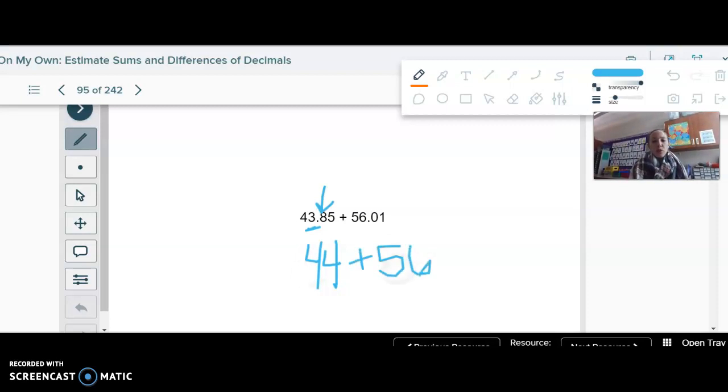Adding those together, well, 40 and 50 is 90. 4 and 6 is 10. So I'm going to get 100. And if you wrote that down, no worries. Sometimes I like to add them down and not do them in my head just because I'm less likely to make a mistake.